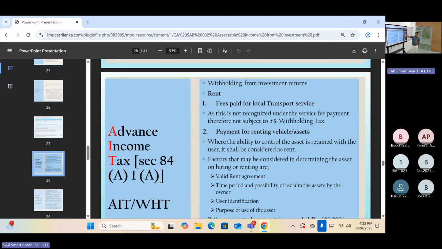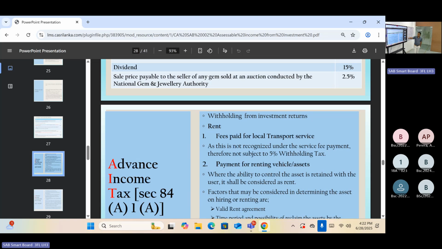So it says, what is meant by rent? It says paid for local transport services. So in case of transport services, it is not a payment for the right to use of assets. Transport service is a service provided by another person. What was the definition of rent we discussed and learned? There should be a right to use that asset.